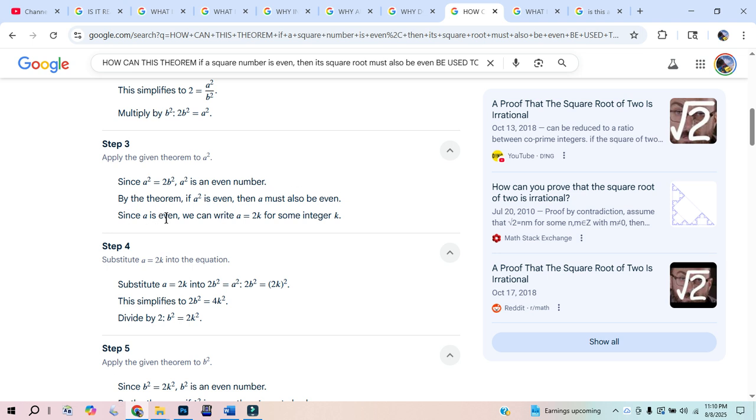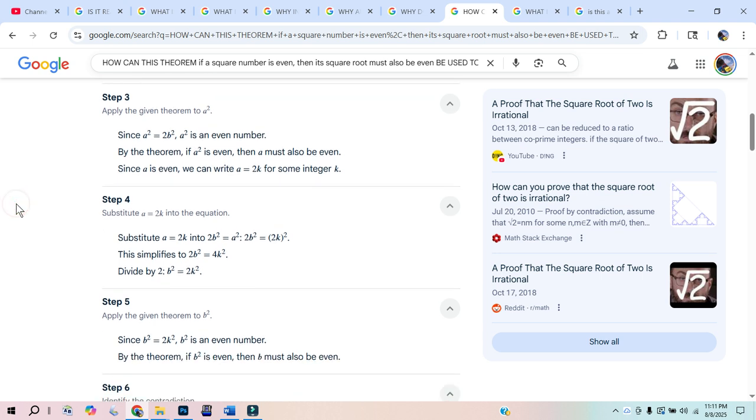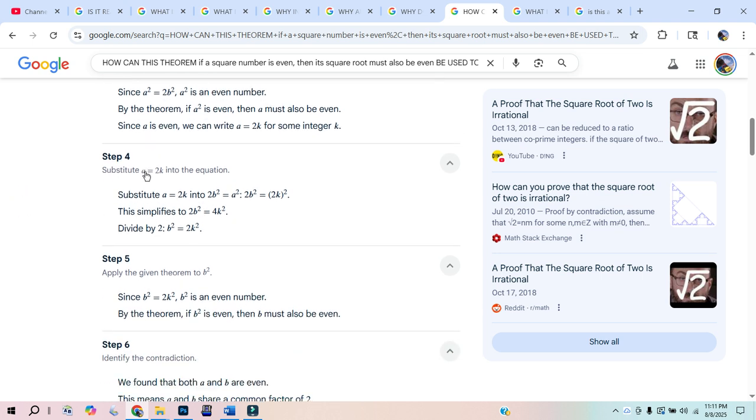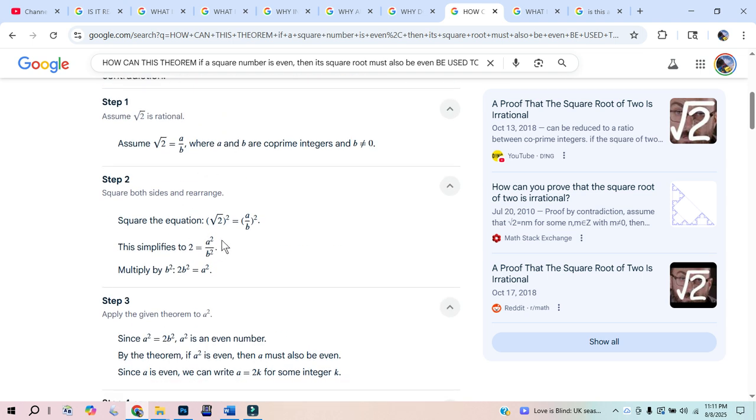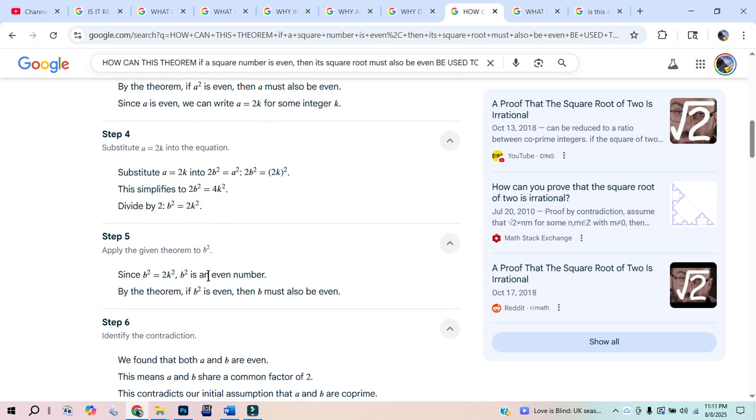And since a is even, we can write a as 2 times k for some integer. Because any even number, let's say it's 2, can be written as 2 times 1. 4 can be written as 2 times 2. So there you go. Cool. So now let's see what they do next. So now we're going to substitute this value for a into that equation, 2b squared is equal to a squared. So I think that's where they're going to go next.